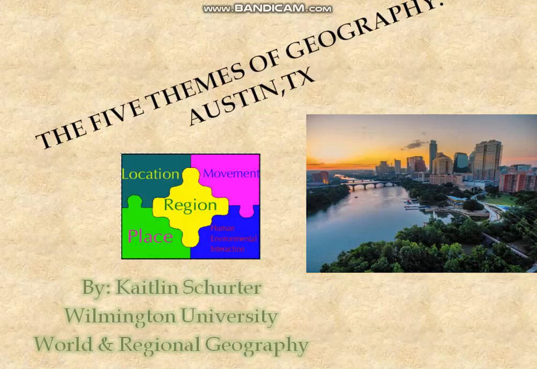Hello again, America. I'm going to be talking about the 5 themes of geography of Austin, Texas. In case you haven't remembered, the 5 themes of geography are location, region, movement, place, and human-environment interaction.